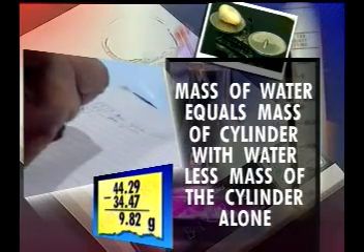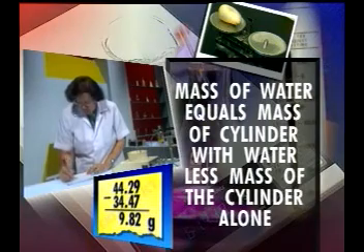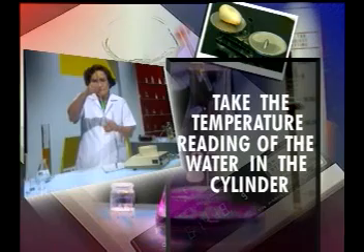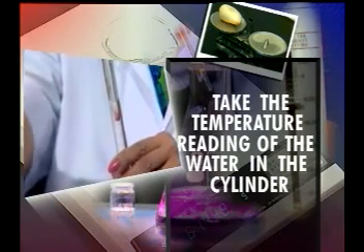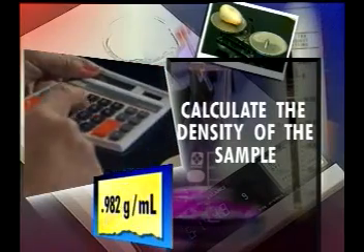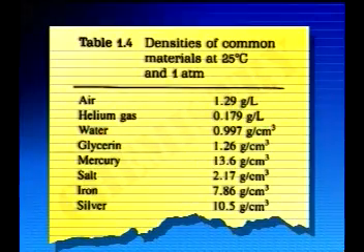The mass of the water is the difference between the mass of the cylinder with the water in it and the mass of the cylinder alone. Take the temperature of the water in the cylinder. Calculate the density of the sample. Compare it with the handbook density of water at that temperature.